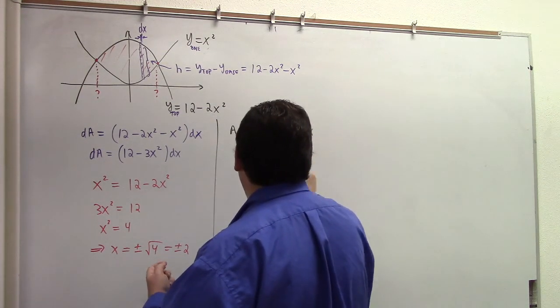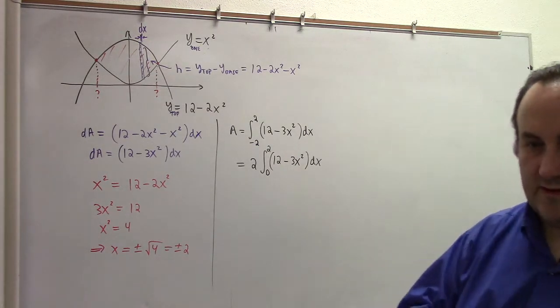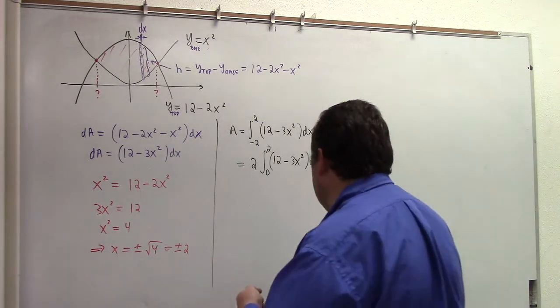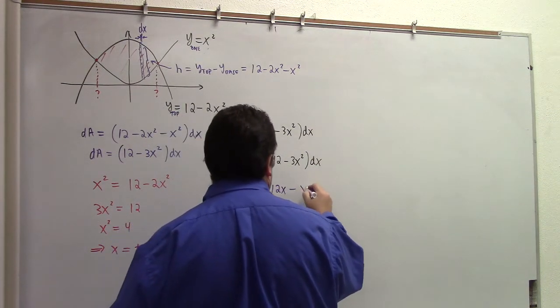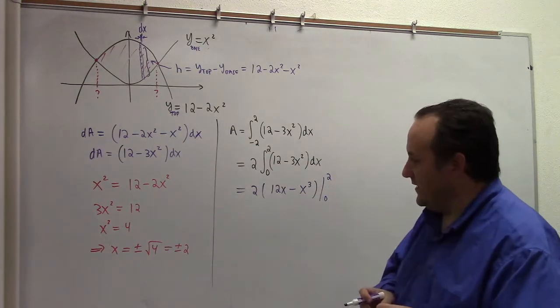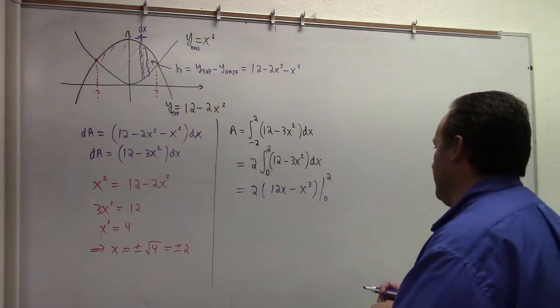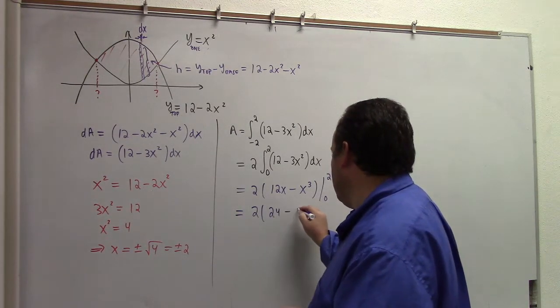I mean, that'll save us some arithmetic. It's worthwhile. If you can do that, do it. I mean, it saves you annoying arithmetic. And so then integrate, right? What do we got? We've got 2 times 12x minus x cubed, I believe. Because the 3 and the 1/3 cancel, right? The 3 and the 1/3 cancel. So what's that? That's 2 times 24 minus 8.